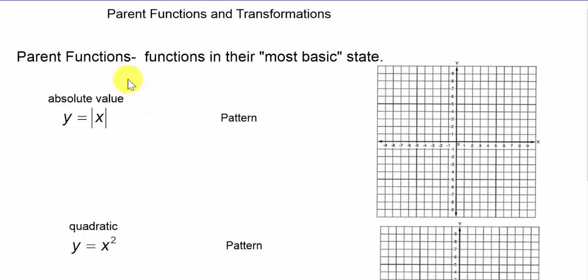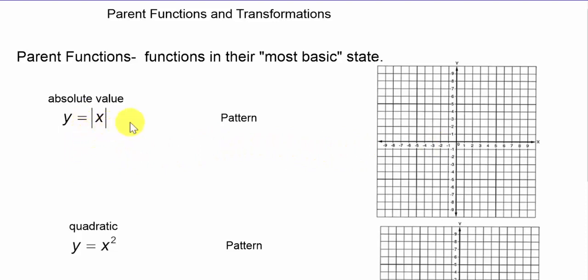So parent functions are like a stripped down car that you buy at a dealership. It's like no air conditioning, AM, FM radio, so on and so forth. And what we're going to do is beef that up a little bit as we go through the lesson and show you how to do stuff. But we're going to look at the parent functions first.